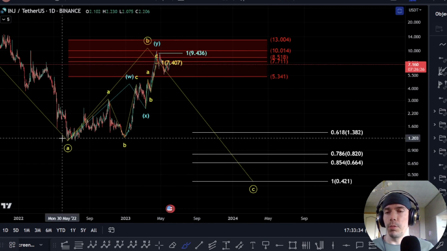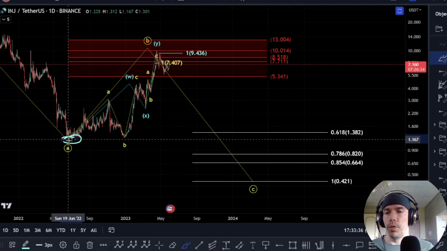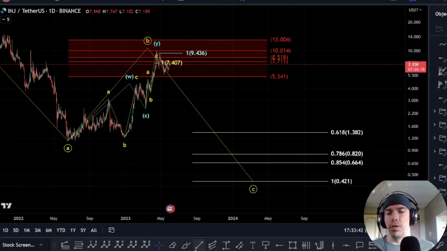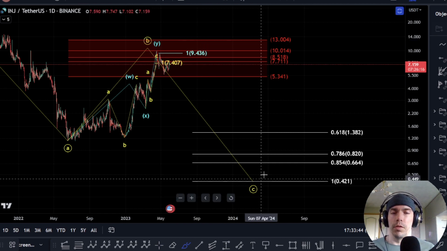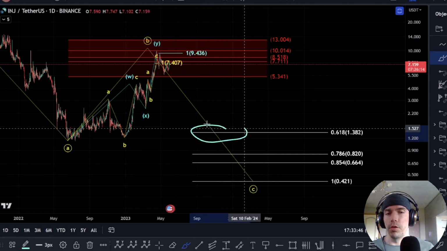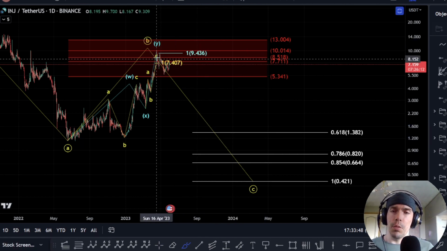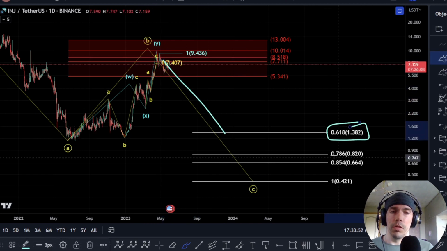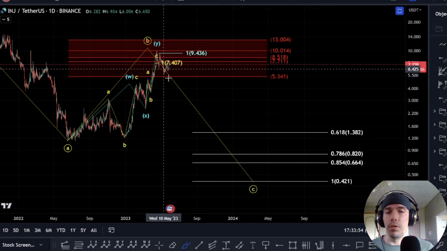Typically, what I want to see with a C wave is the break of the A wave, which would be sitting down here towards this $1.13. Now, if we do break this low, this would be sufficient for the C wave, as it would have crossed this 0.618. If, however, we do fall short, it is technically possible to complete on this 0.618, so we'll have to keep an eye on the structure.